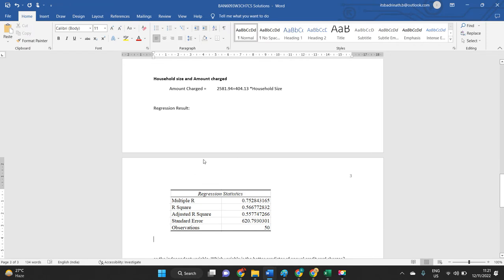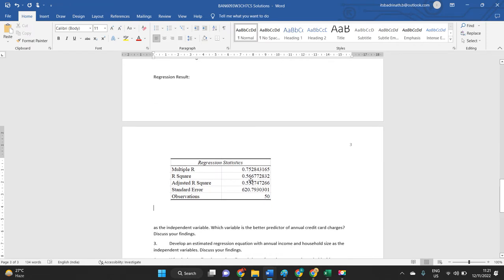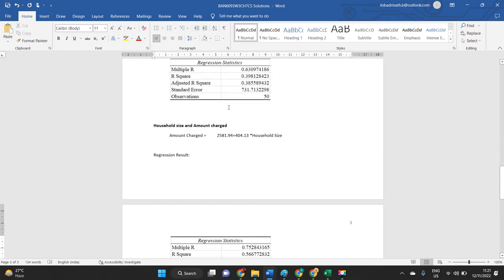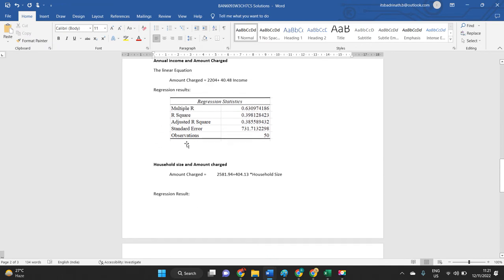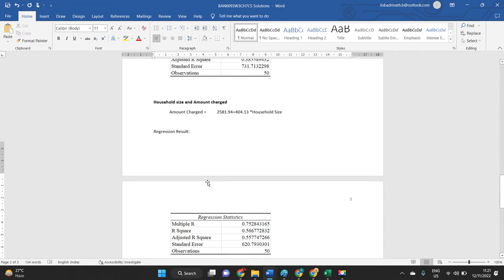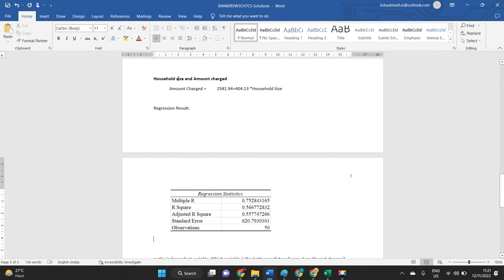For the second one, household size, the prediction accuracy is 56.67%, and here it is 0.3981, which means 39.81% accurate. So among these two, the second, household size, is giving the better prediction. So household size offers better prediction for the given value. When we compare these two variables, household size has more appropriate prediction ability to calculate amount charged. So from the regression statistics, we write that up.